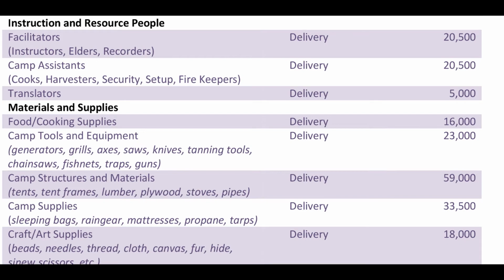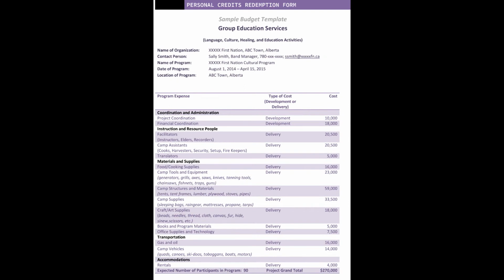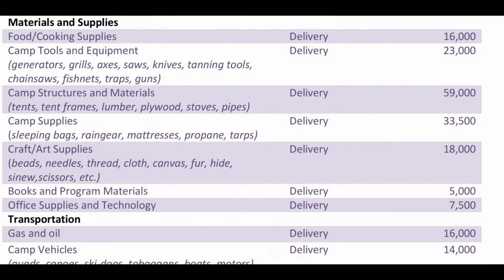But all of those camp roles and responsibilities are valuable, and when you're running a program, you do know that you need these resource people. Under materials and supplies, we have a number of different areas that you may want to consider for your budget. Food and cooking supplies. You can't really go out on the land and have programming without food.